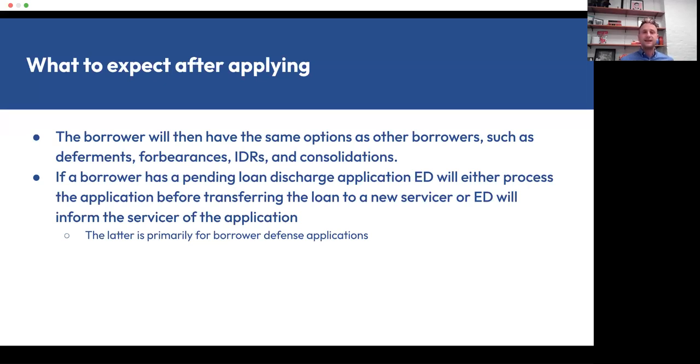One thing to note here is if you applied for a loan discharge application before you applied for Fresh Start. So for example, if you submitted a public service loan forgiveness application or a total and permanent disability discharge application, what the Department of Education is going to do is, if they have both your discharge application and your Fresh Start request, depending on what type of application it is, they're either going to process the application before transferring the loan to a new servicer, or the department's going to inform the new servicer of your pending application, which most likely will mean that your loans will stay in a forbearance or paused status while the servicer and the department decide that loan discharge application.